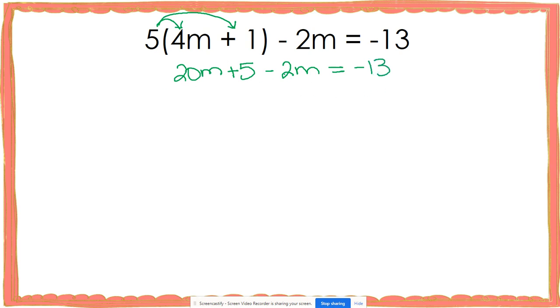Now on the left side of my equation, I need to simplify because I still have some like terms. So I'm going to combine 20m and negative 2m by doing 20m minus 2m. 20m minus 2m gives me 18m. So these have been combined, and I'm left with plus 5 in my expression, so I'm going to write plus 5. Then I'm going to write the rest of my equation, which says equals negative 13.